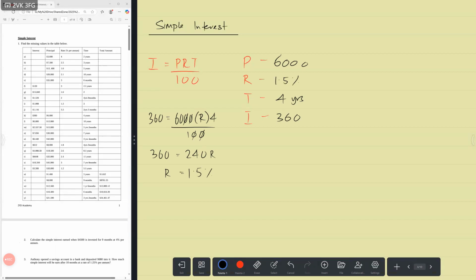You found the answer, and to find the total amount, it is just 6,000 plus your $360. So you get $6,360. Easy peasy, guys.